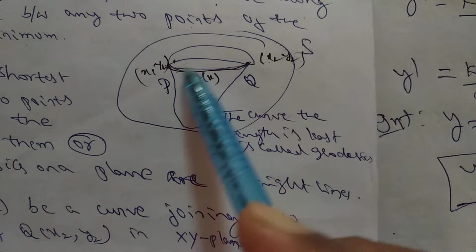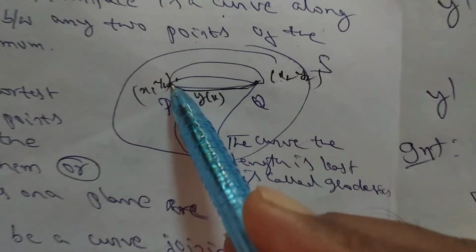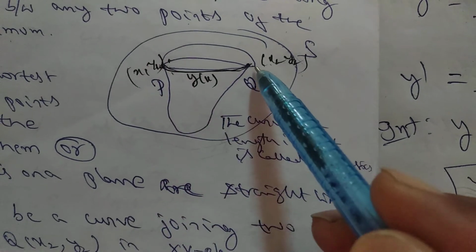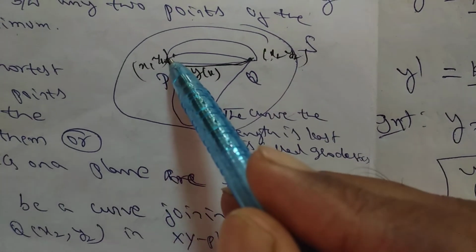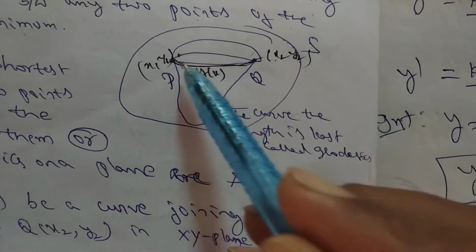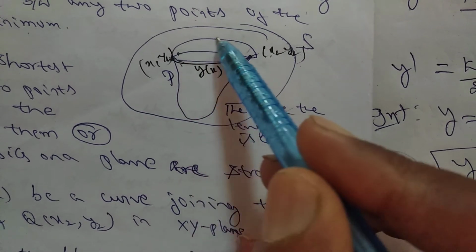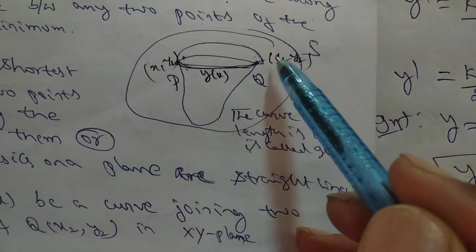This is the surface. So we take any one point here. P is the one point. That P means x1, y1, and we take another point Q. So x2, y2. So you have to join P to Q, one curve, y of x, one curve. Similarly, you have to join P to Q, another curve here like this, another curve. So you have to join n number of curves.